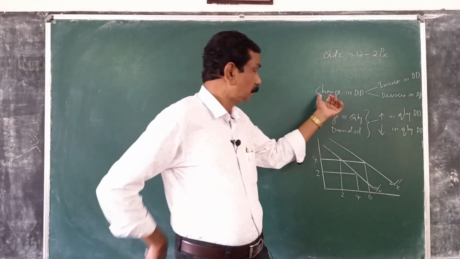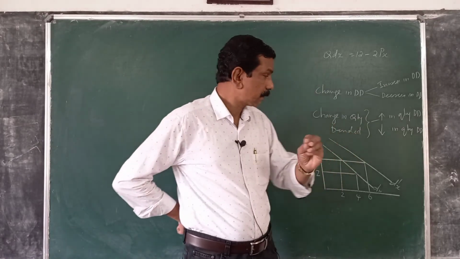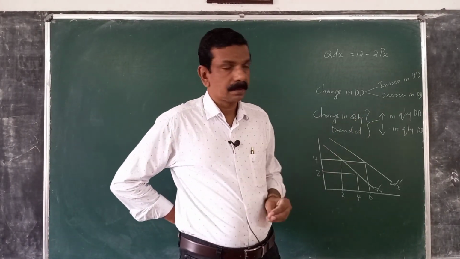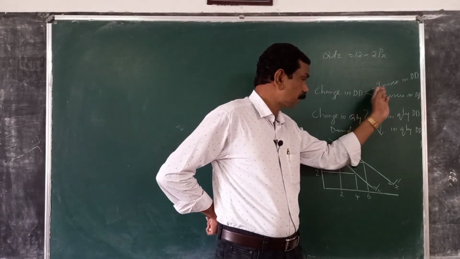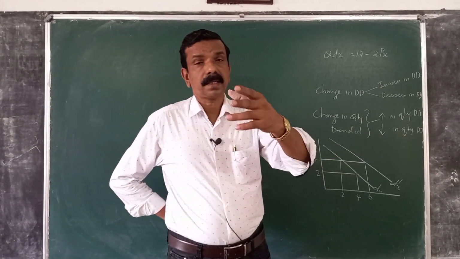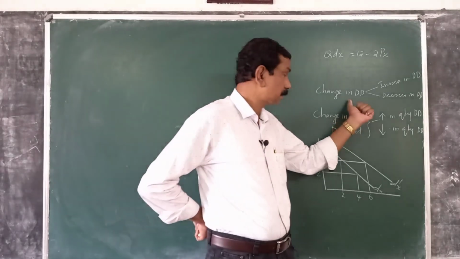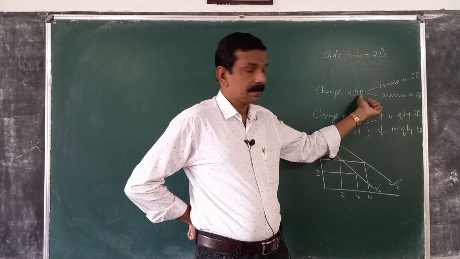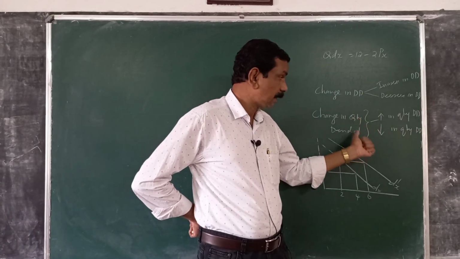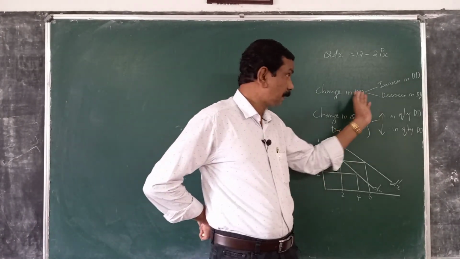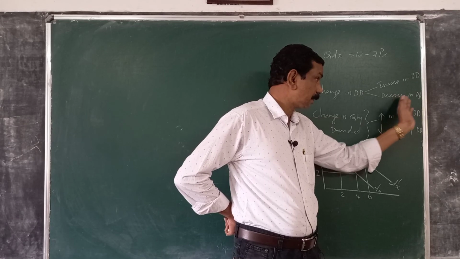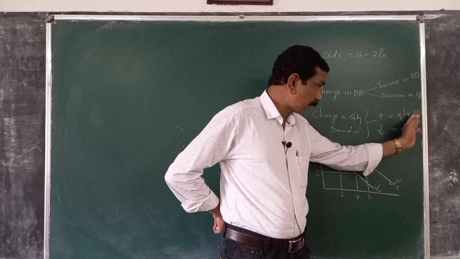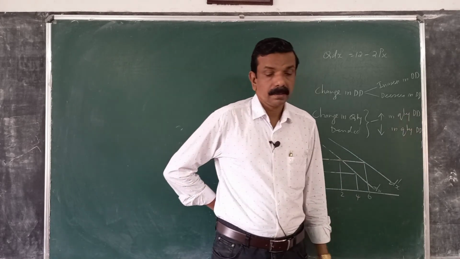That is, movement along the same demand curve is change in quantity demanded. It is due to price. Change in demand is due to factors other than price. Change in demand versus change in quantity demanded. Change in demand itself is increase in demand and decrease in demand. Change in quantity demanded is increase in quantity demanded and decrease in quantity demanded.